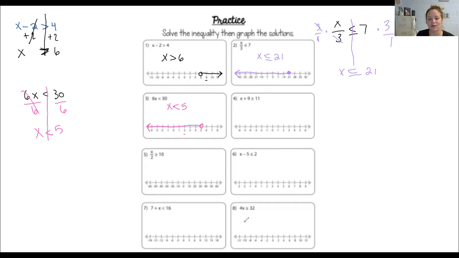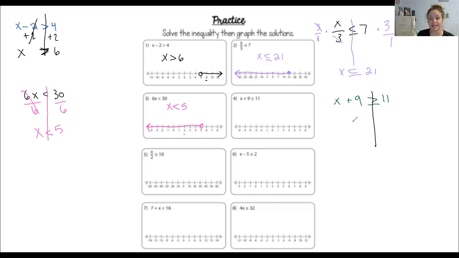All right, let's do one more together before you take some time to do some on your own. So we have x plus 9 is greater than or equal to 11. First thing we need to do on that inequality sign is what? Draw a line. Very good. What is the variable there? X. What is attached to the x? A plus 9. Very good.